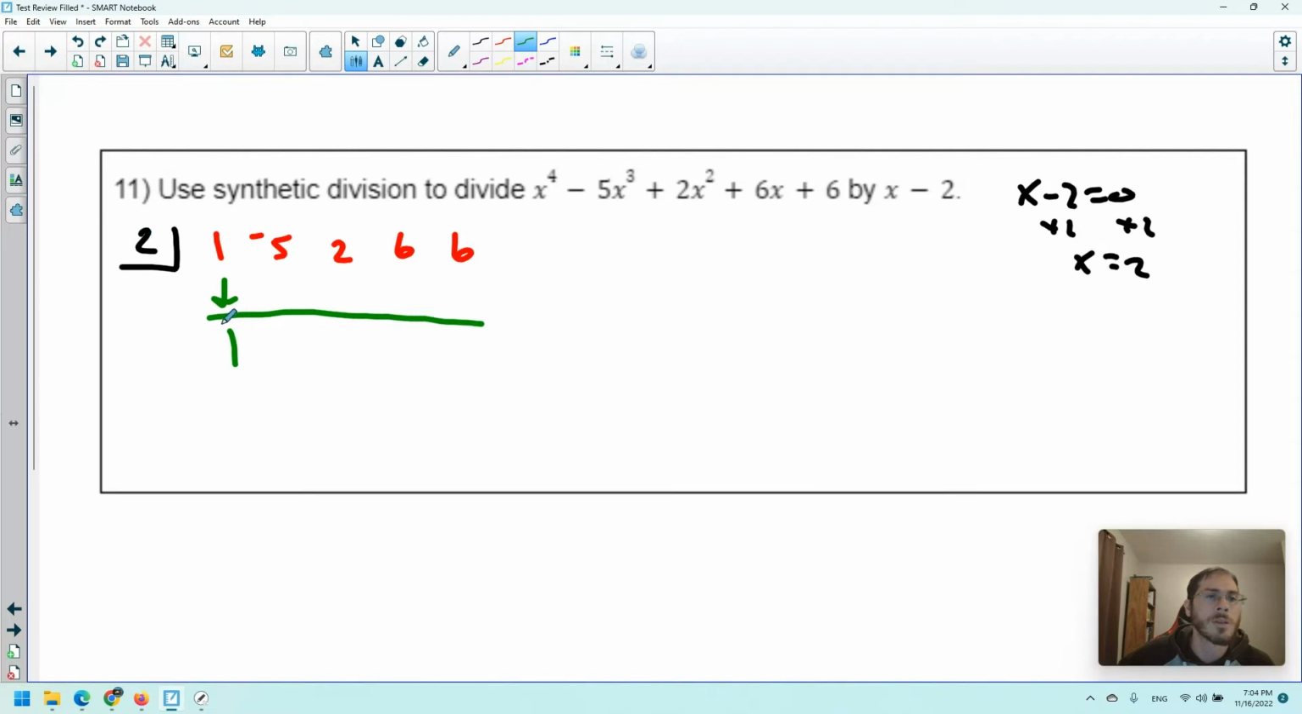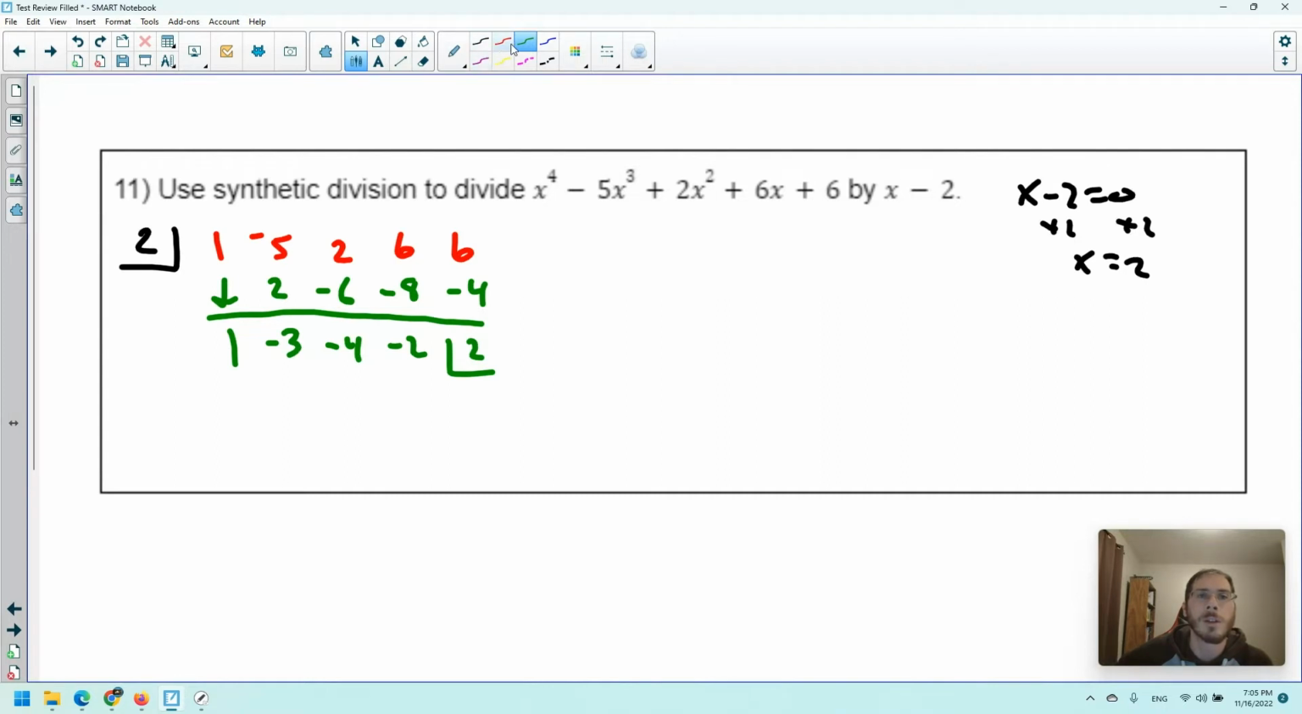Drop the 1 down. 2 times 1 is 2. Add them up. Negative 3. 2 times negative 3 is negative 6. Add them up. We get negative 4. 2 times negative 4 is negative 8. Add them up. We get negative 2. 2 times negative 2 is negative 4. Add them up. We get 2. All right, that's fine. We don't have to get 0 every time. Remember, we only get 0 if it works out. It doesn't work out this way.